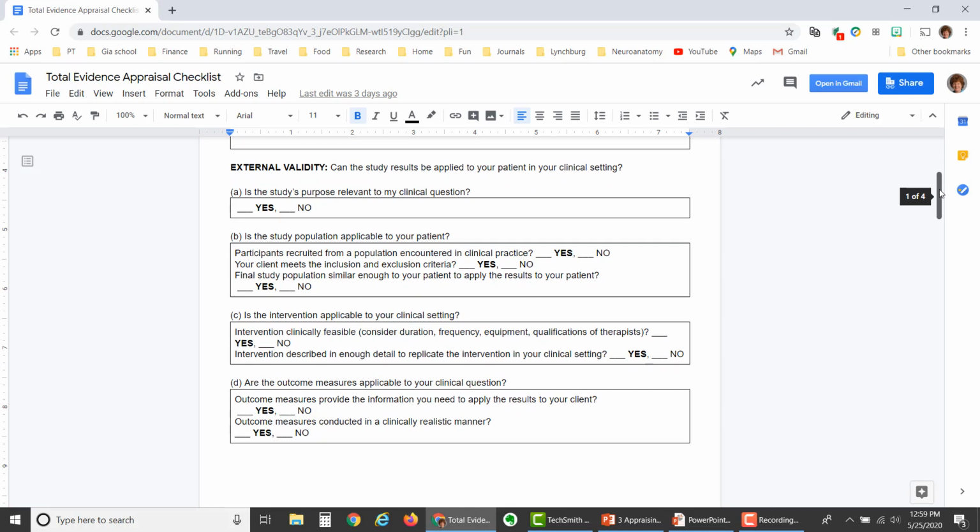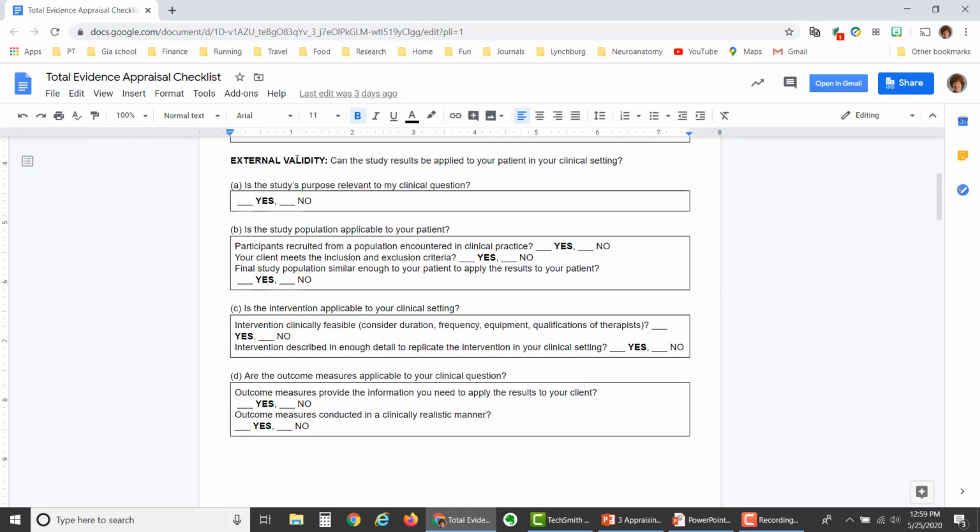Next section, really important concept here, is known as external validity. External validity is just a big vocabulary word that means, can the study results be applied to your patient in your clinical setting? You think external validity, think application. Will this study work for my patient? Is it a good fit for my patient?